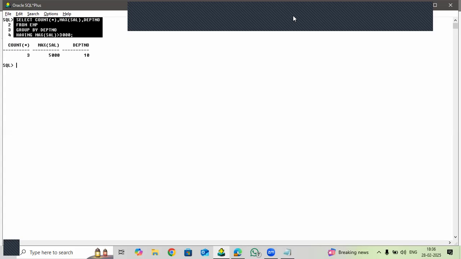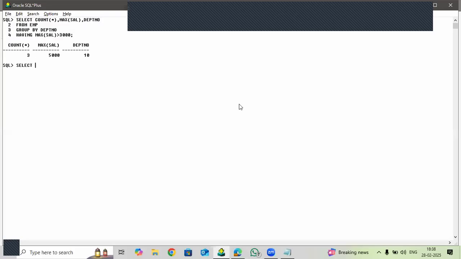Write a query to display number of employees who are working as salesmen. Write a query to display number of employees who are working as a salesman in each department number.